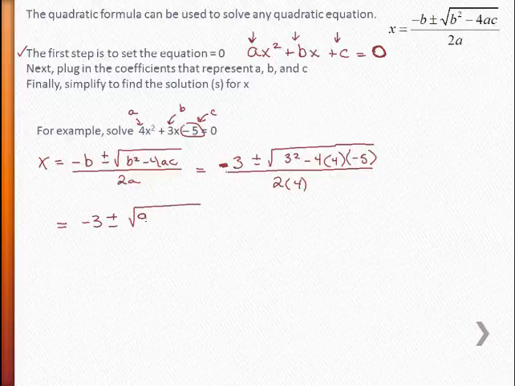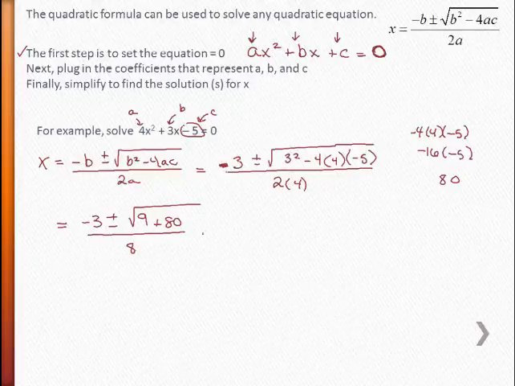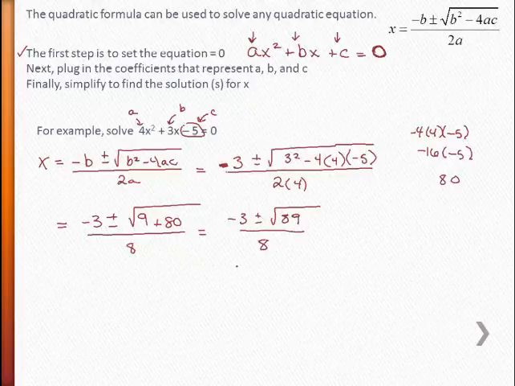3 squared is 9. Negative 4 times 4, is negative 16. So let me just write this off to the side. So that gives me negative 16 times negative 5, and that's going to give me a positive 80 over 8. So I have negative 3 plus or minus the square root of 89 over 8. And let me just double check my math on this.